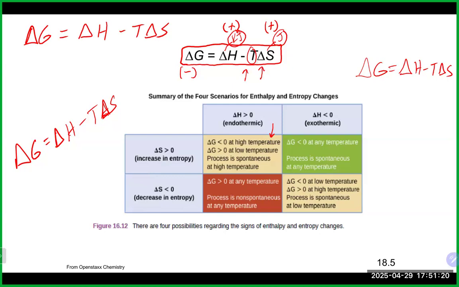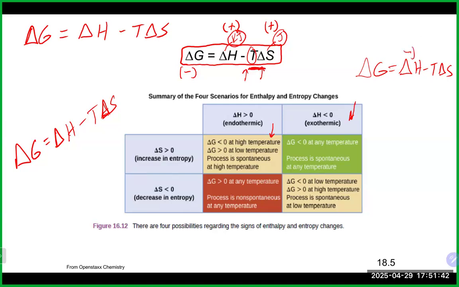At low temperatures, this back part is not going to be large enough to overtake the front part, the delta H part, and you're going to end up with a positive value for delta G, which means it would be non-spontaneous at low temperatures.